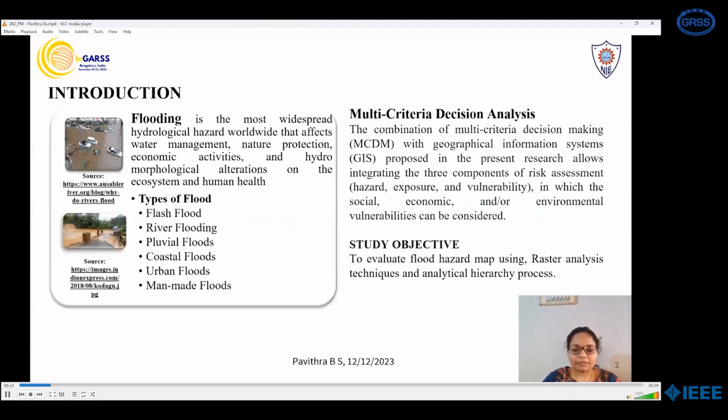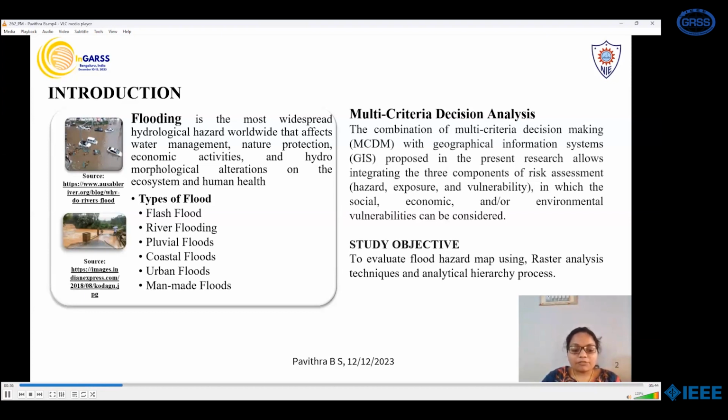Flood hazard mapping is crucial for assessing and mitigating the risk posed by flooding events. It enables informed land use planning, emergency response preparedness, and infrastructure development in vulnerable areas. By identifying flood-prone zones, these maps contribute to minimizing the impact of floods on communities and promoting sustainable development, and it would help for environmental sustainability. Thus, for monitoring, this multi-criteria decision analysis plays an important role in integrating hazard, exposure, and vulnerability.